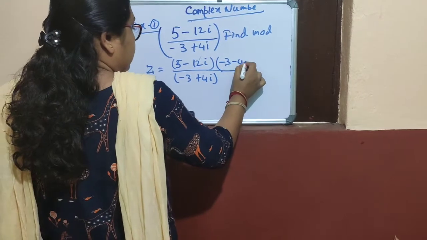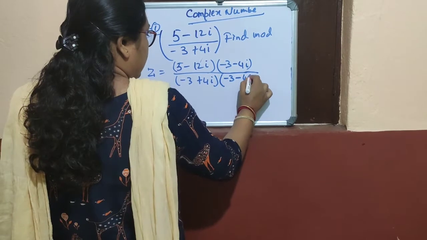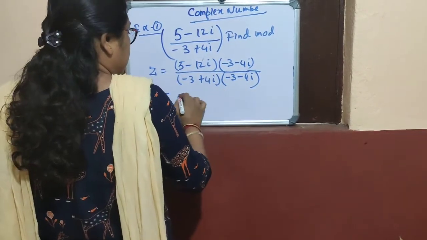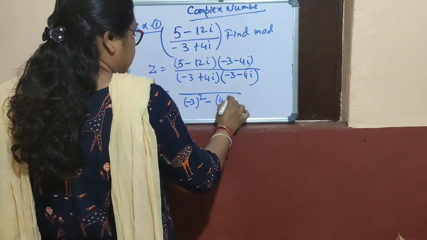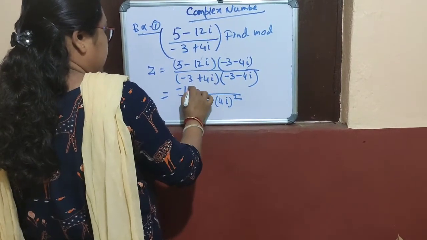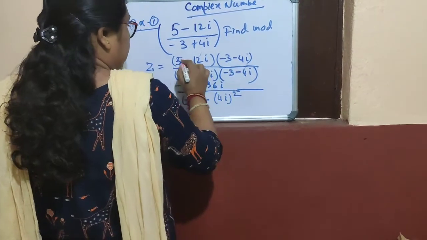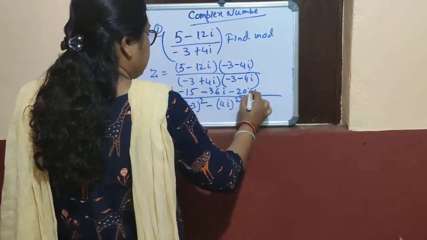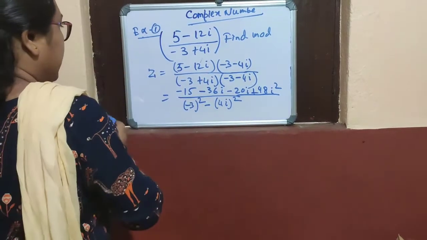You put here minus 4i. The real part is a and this part is b. So a square minus b square, a square minus 4i whole square. And here you multiply: 3 fives are 15, minus 36i, minus 20i, minus... plus 48i square.